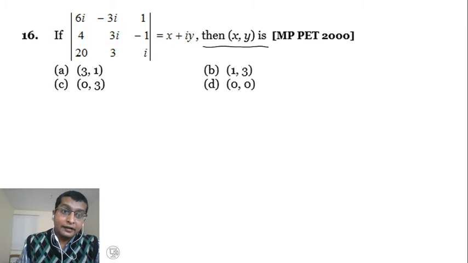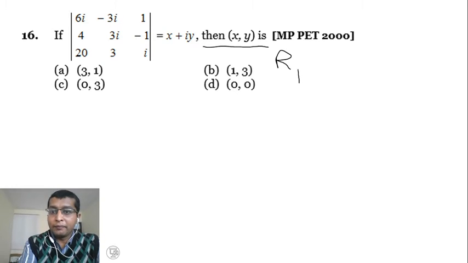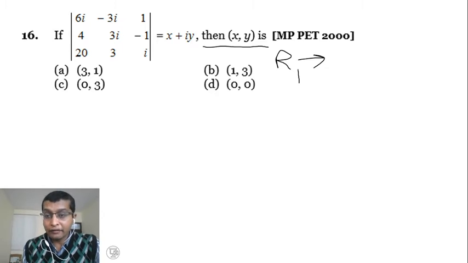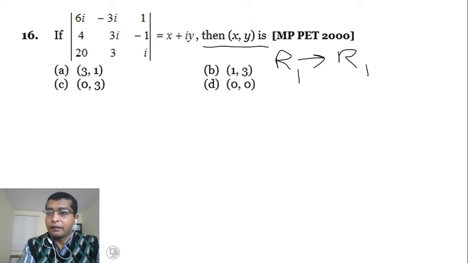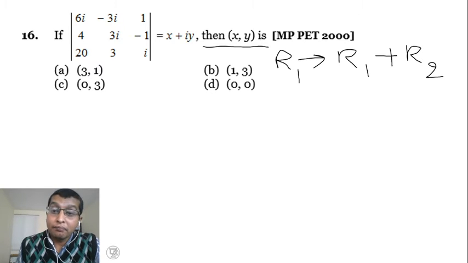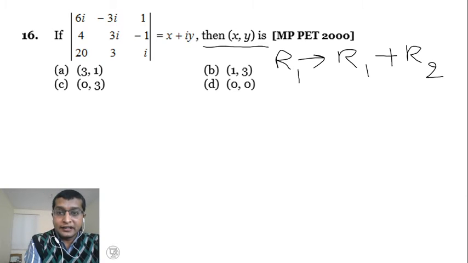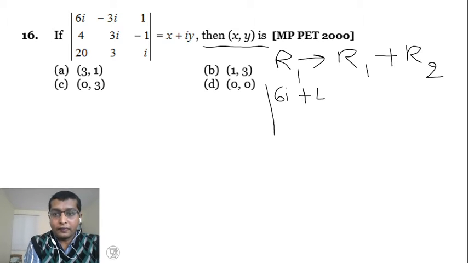Before expanding, look here: minus 3i plus 3i, the same number with the opposite sign, and 1 and minus 1, the same number with the opposite sign here. So what I do is an elementary row operation, r1 changes to r1 plus r2. Make the determinant have the maximum number of zeros. If you increase the number of zeros in a determinant, expansion will be very simple. So we get this as 6i plus 4, and r1 plus r2, minus 3i plus 3i, 0 we get.